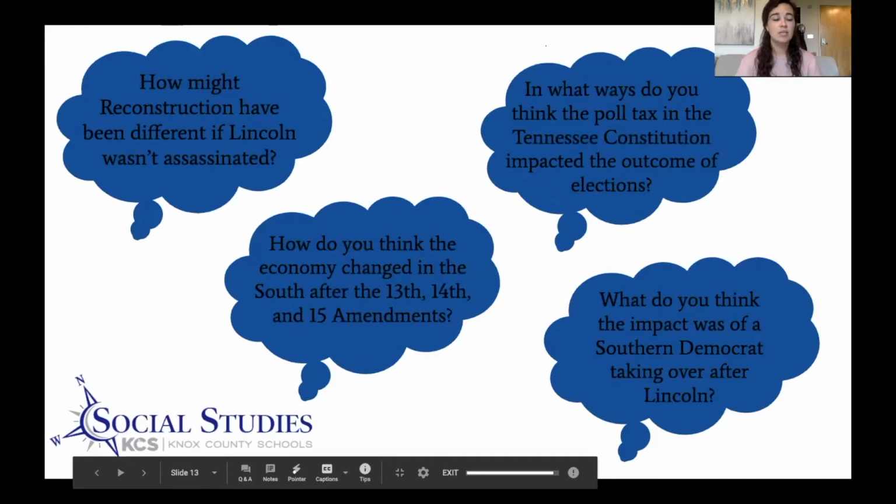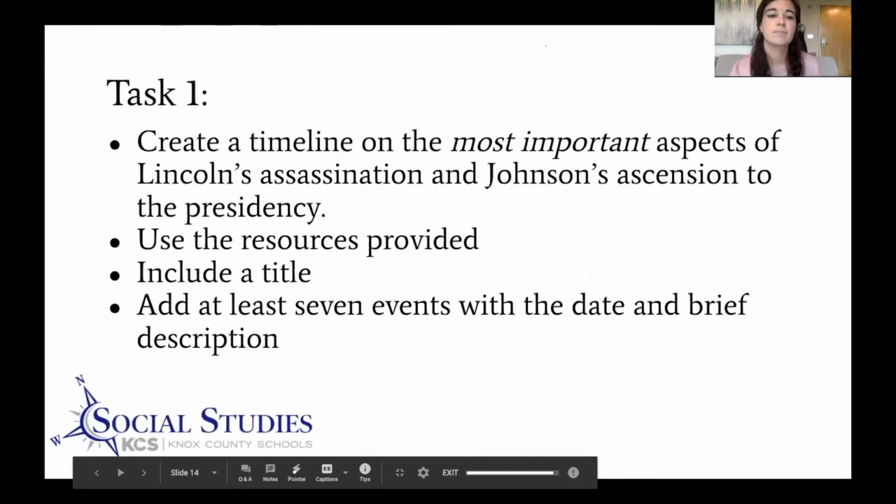So, as I said, you don't have to write out the answers to these questions. I just want you to be thinking about them as you're going through your assignments. So, your first task is going to be to create a timeline. So all of the instructions for your 2 tasks are written out on this paper, so it should be in your packet.